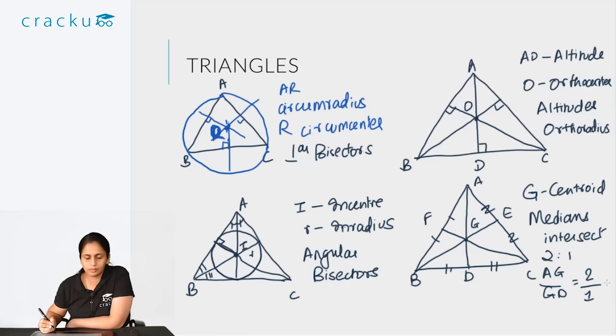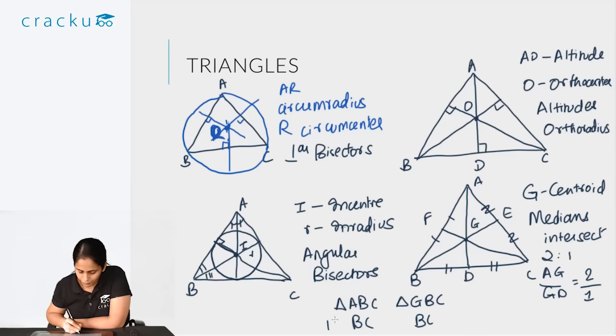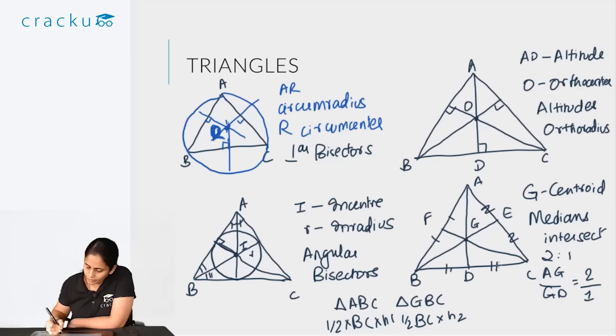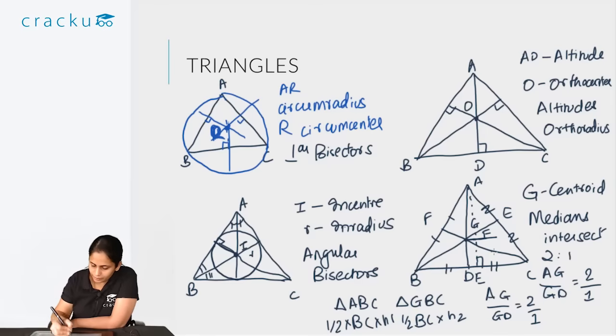Now most of you would already know the fact that the area of a triangle is half into base into height. Now if you think of the triangles ABC and GBC, you see that BC is the common base. So half into BC is common, and height 1 is the height of triangle ABC, and this would be half into BC into height 2 of GBC. Now AG and GD are in the ratio 2:1. So if you drop a perpendicular, say this is the altitude, and this is AE. Now if I drop a parallel line, say GF, which is parallel to BC, and it intersects AE at F. Let me try to draw it out in a bigger area.